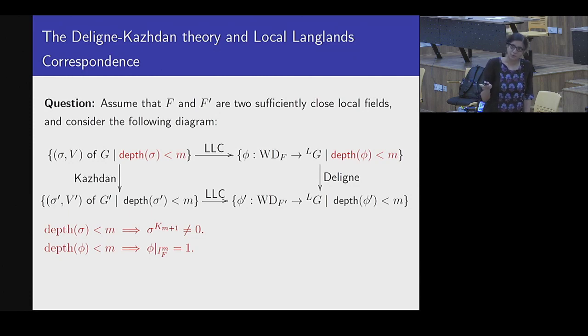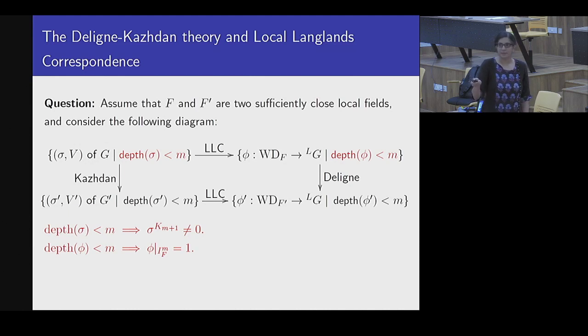So the Kazhdan isomorphism, if you look at it at level m plus 1, allows you to compare representations of G(F) with depth less than m and representations of G(F prime) with depth less than m, because both of them have non-zero K_{m+1}-fixed vectors, and that is what they become.